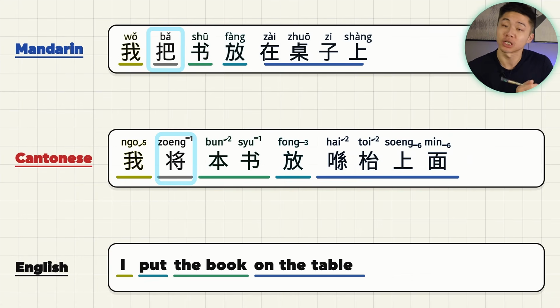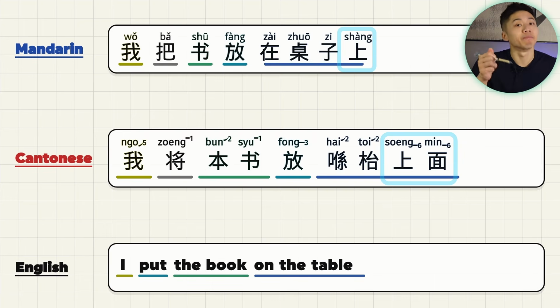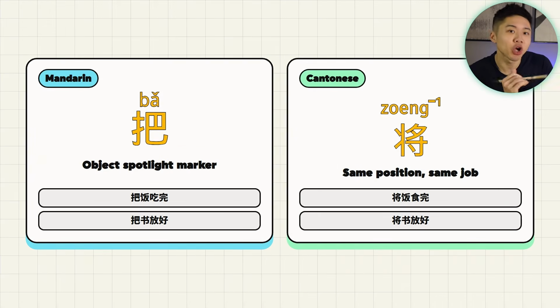So 我 is I, 將 or 把 is the special word here. What it does is it says we took the book. 本書 or 書 means the book. 放 means to place it. And then 在 or 喺 means on. And then 桌子 or 台 means the table, and then 上面 or 上 means on the table. So remember, I took the book and placed it on the table. Now, there are cases where you absolutely cannot use 把, and we'll get to that. But another thing to notice here, 把 in Mandarin, 將 in Cantonese.